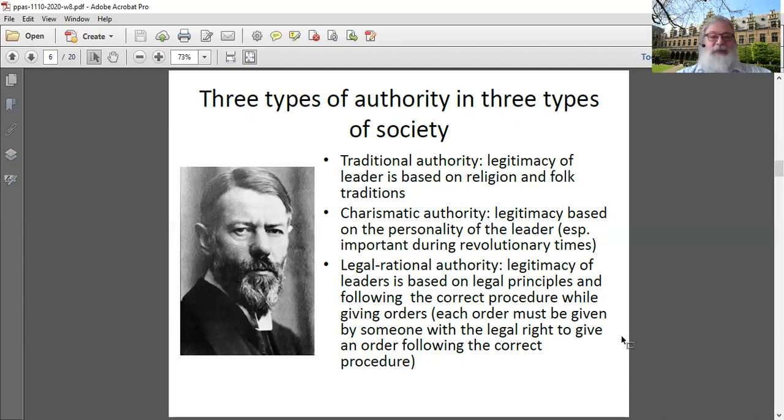Legitimacy is based on legal principles and following the correct procedure while giving orders. In other words, under legal rational authority, legitimacy is based on the belief that somebody has the legal right to give orders and that they've done so in accordance with the correct procedure for issuing an order of that certain type. Legal rational authority is the uniquely modern form of legitimacy, right? It's legitimacy based on a truly unique and modern concept, the rule of law.